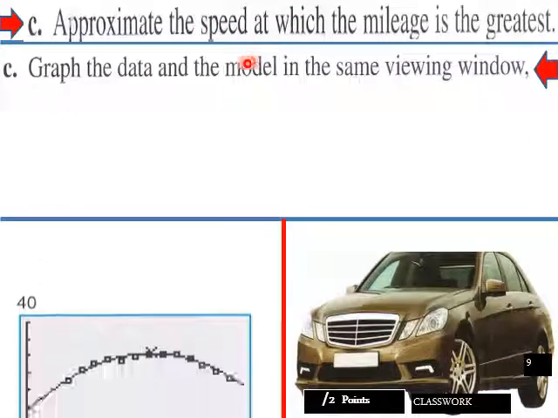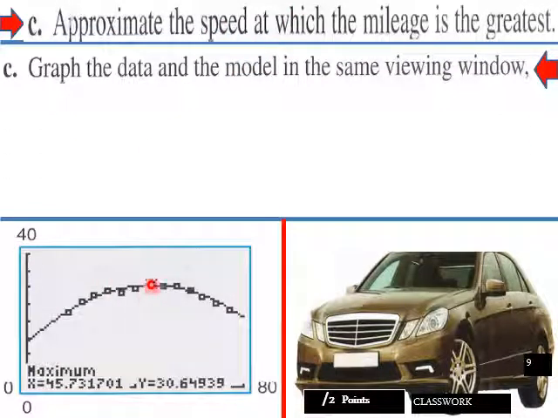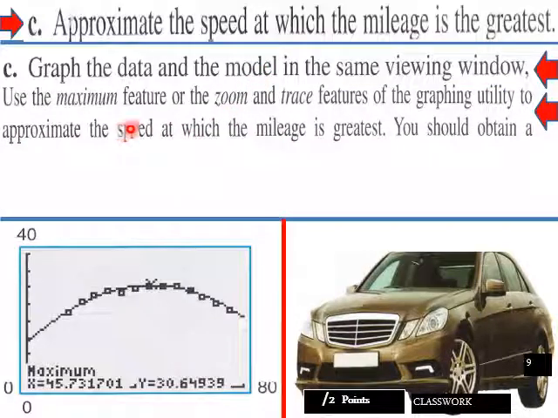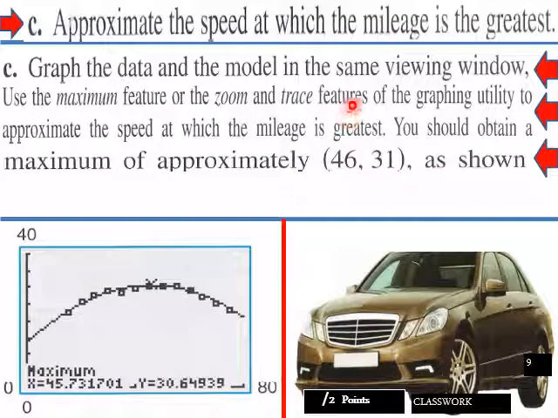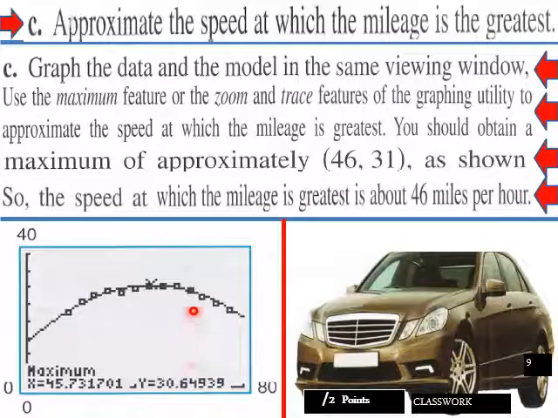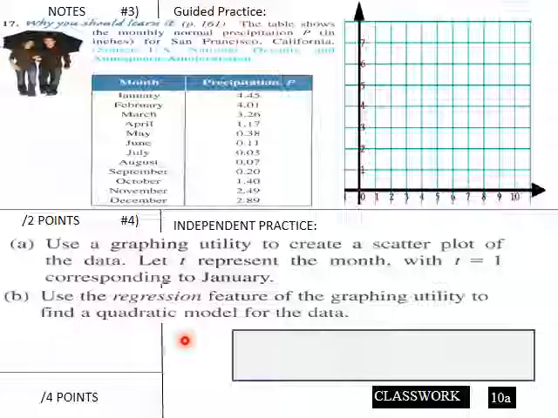C, approximate the speed at which the mileage is the greatest. So right about here is your max, and you can do that on your graphing calculator. Graph the data and model in the same viewing window. Use the max feature or the zoom and trace of the graphing calculator to approximate the speed at which the mileage is the greatest. You should obtain a maximum of approximately 46.31. So when x equals 45.7, you get a y of 30.64. So the speed at which the mileage is greatest is about 46 miles an hour.